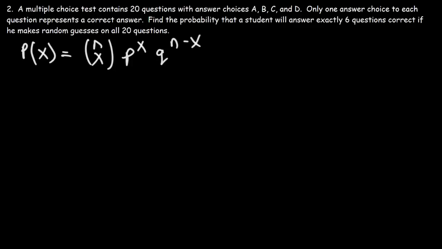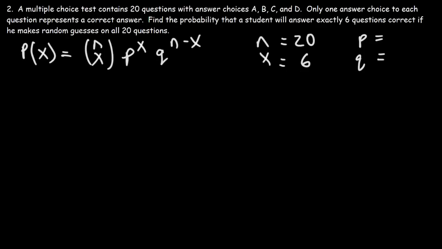Now, what are the variables n, x, p, and q in this problem? So like before, n is the number of trials, in this case the 20 questions. Now, how many of these 20 trials does the student have to get a successful event? He needs to answer exactly 6 questions correct out of the 20 questions. So there has to be 6 successes in 20 trials.